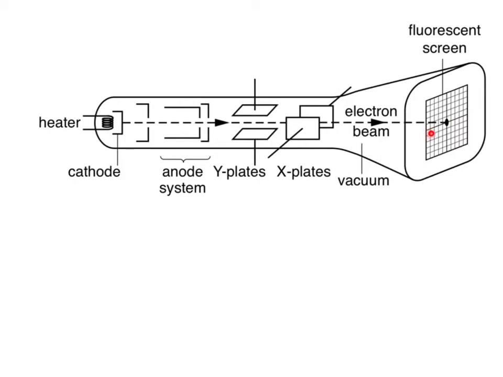Hopefully you can see that, because my finger's in the way of the red dot. But the electrons go across. So we have the Y plates making it go up and down like that.